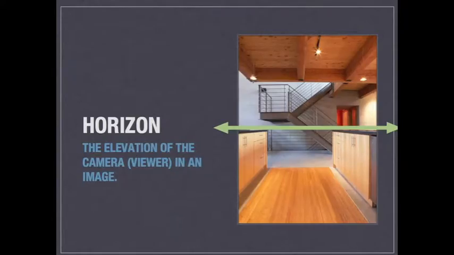Let's start with the horizon line. The horizon is actually the eye level of the viewer, or the eye level of the camera when a photograph was taken. It's the elevation of where the camera is positioned within a shot. Now this is the horizon line in this image. And as you can see, the camera was elevated about at just a little past the height of these countertops.